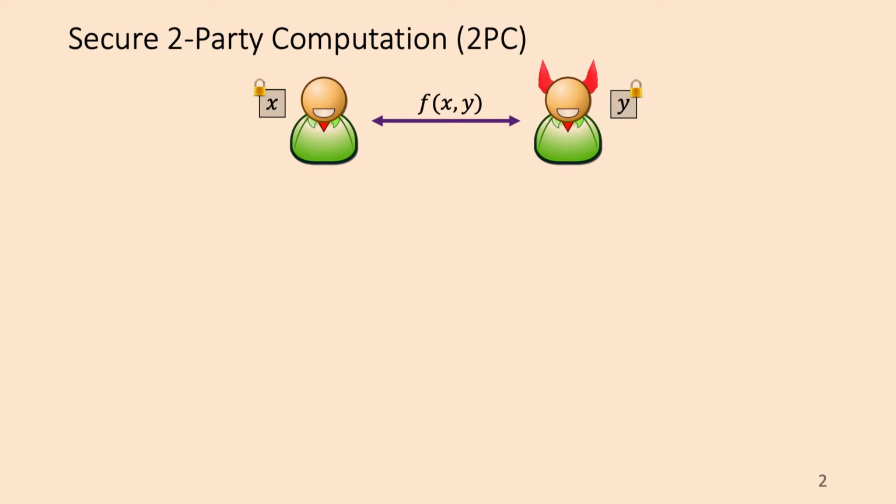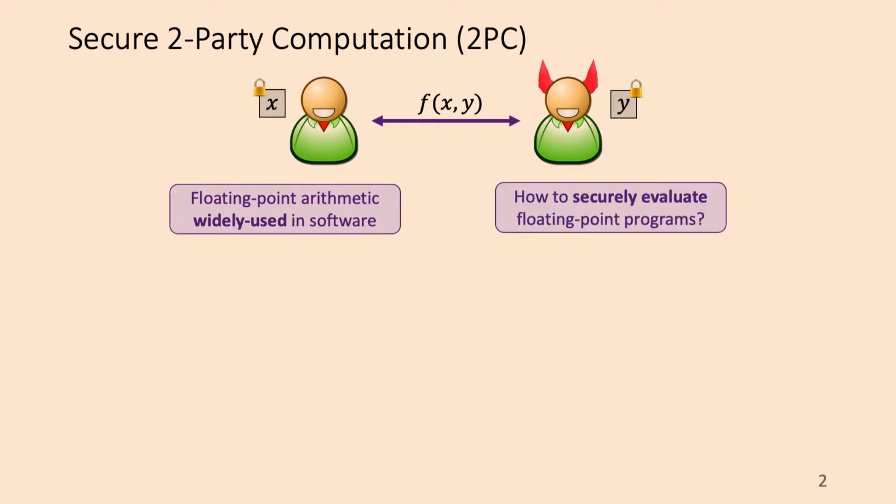Okay, so first of all, what is 2PC? So 2PC is a very powerful cryptographic primitive which allows two mutually distrusting parties to evaluate arbitrary functions on their secret inputs without revealing anything beyond the output. So although this F can be an arbitrary program, floating point programs are of special interest because floating point is used widely in software for emulating computation on real numbers. So this brings a natural question forward: how to securely evaluate floating point programs?